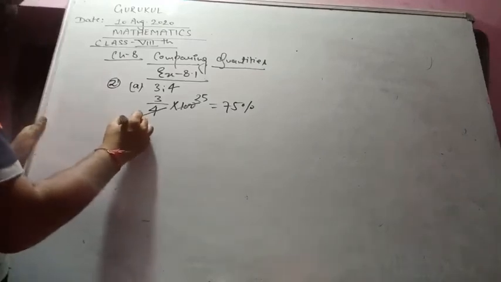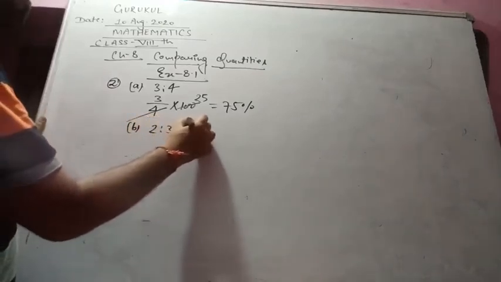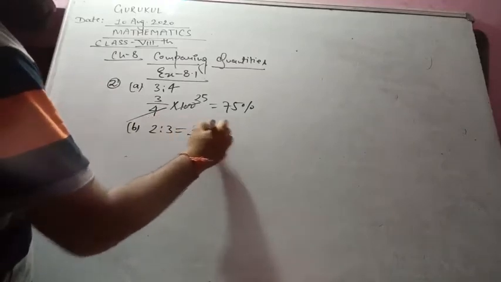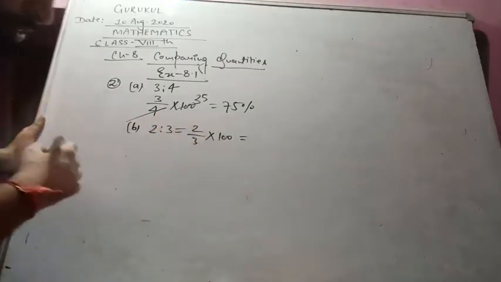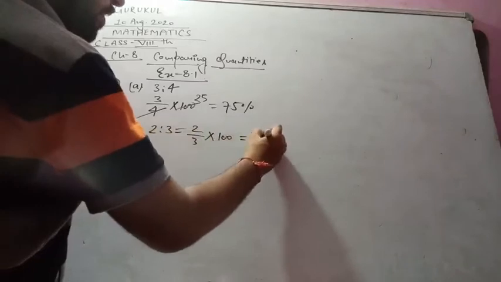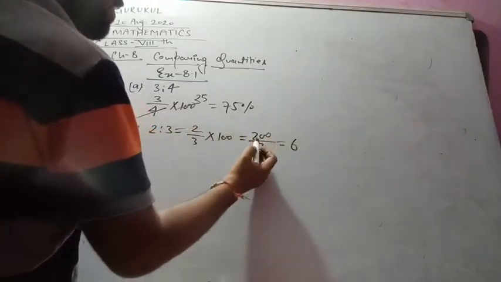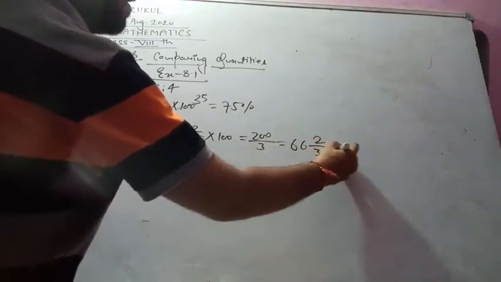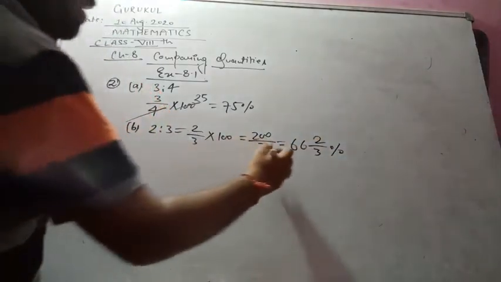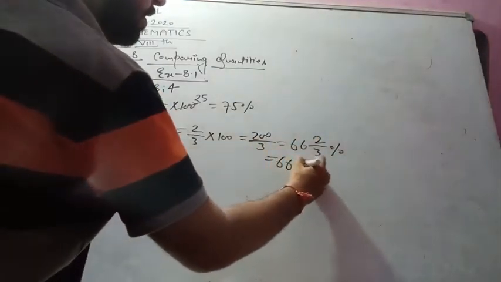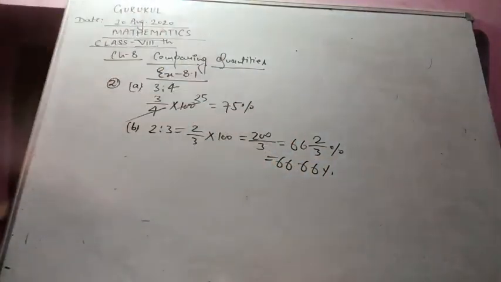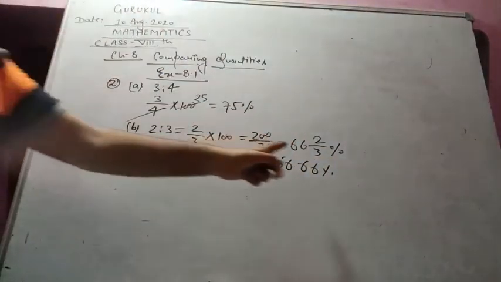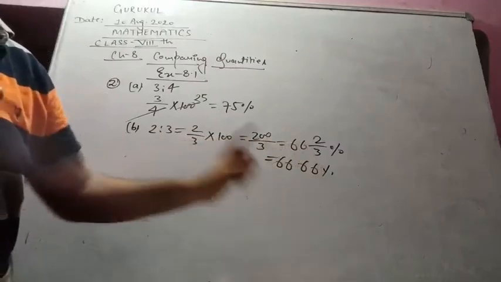B part is 2 ratio 3. So this will be 2 upon 3 into 100. So this will be how much? 200 upon 3. So this will be 3 6s are 18. 2 moves there, 3 6s are 18, 2 is remaining. 66 whole 2 by 3%. This can be the answer or 66.66. Both can be the answer. This is in the form of a mixed fraction and this is in the form of a decimal.